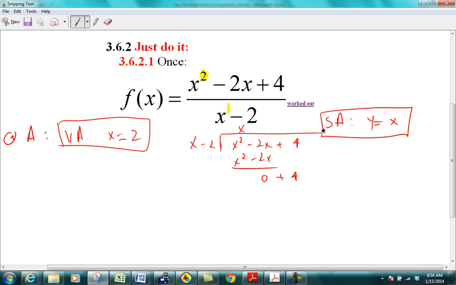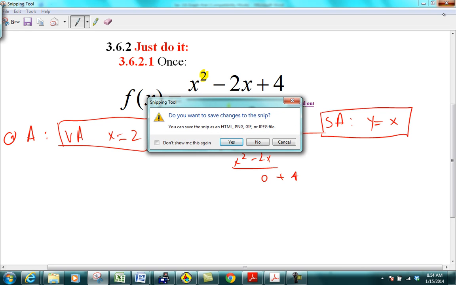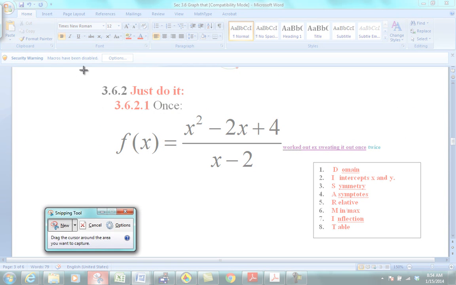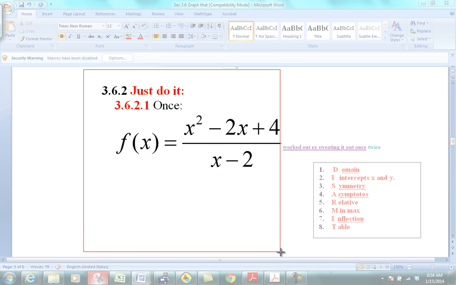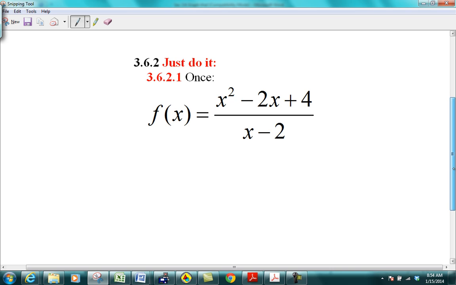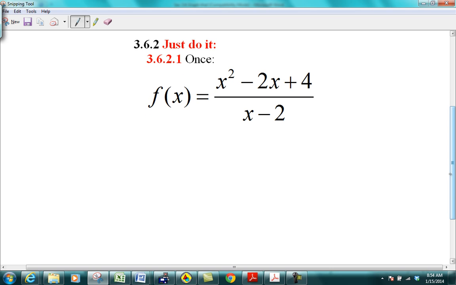So my slant asymptote is y equals x. Okay, next is really R and M together. Let me get a new snip here, because this is going to be where all the work is. So far it's been all pre-calc stuff. Now it's all calc. So 5 and 6.